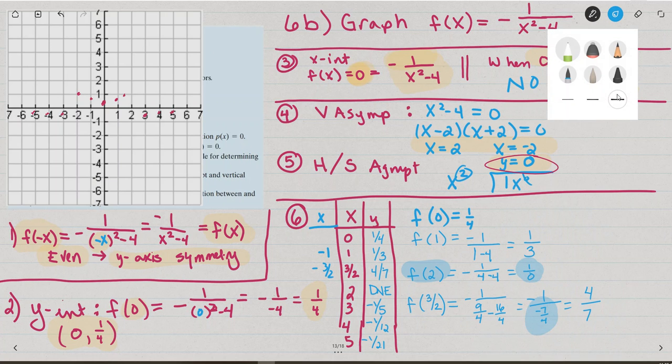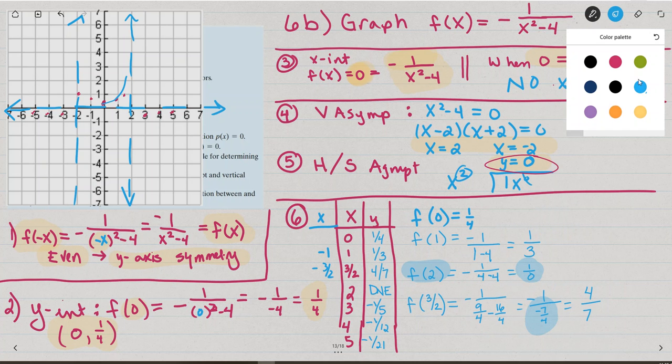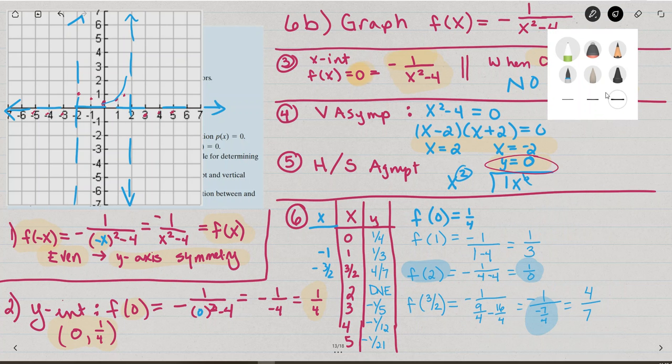Let me graph that asymptote in here. And x equals 2 and negative 2. Can you start to see what's happening with this graph? What would happen if I found a point like 1.9? We'd start to see it better, but let me get another color ink in here.